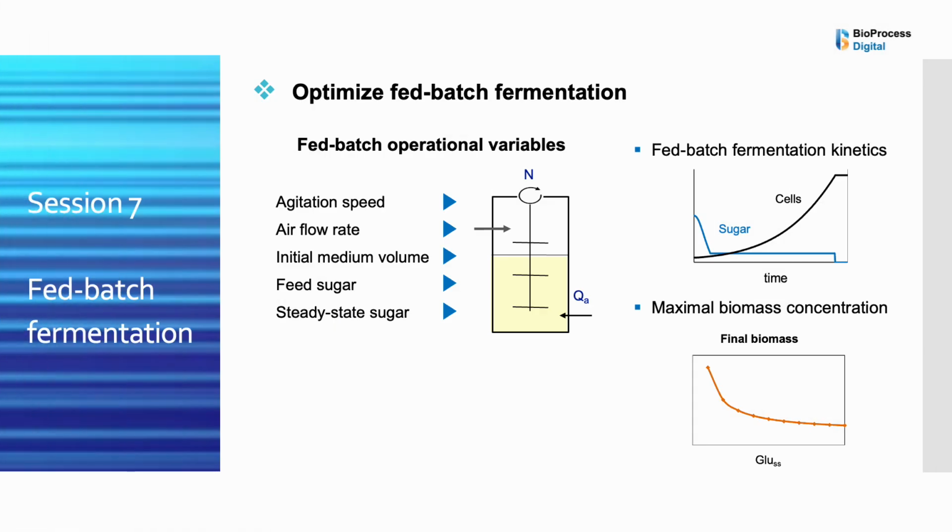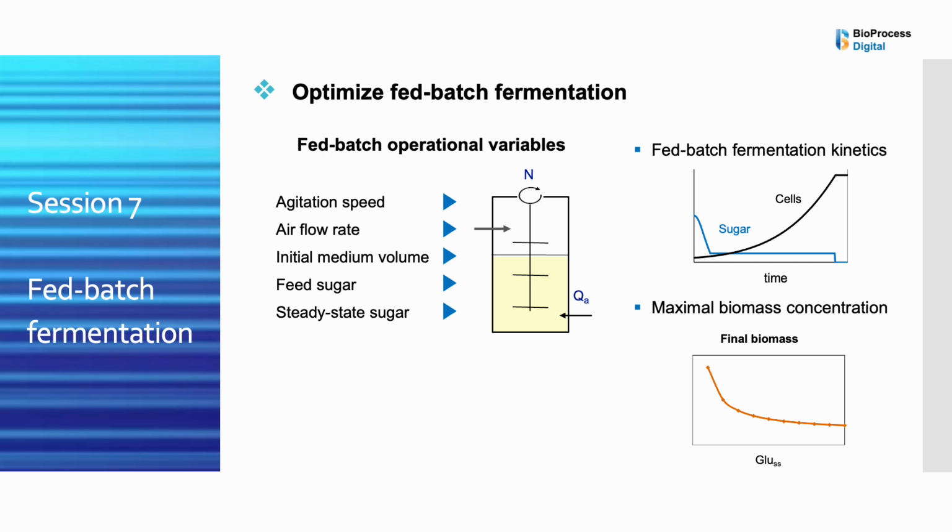Session 7 focuses on the digital scale-up and optimization of fed-batch fermentation. In fed-batch processes, the fermenter is initially only partially filled, and fresh nutrient medium is progressively added throughout the fermentation. This operating mode allows the concentration of the limiting sugar substrate to be maintained at a low level, thereby reducing the formation of undesirable metabolites and improving process performance.